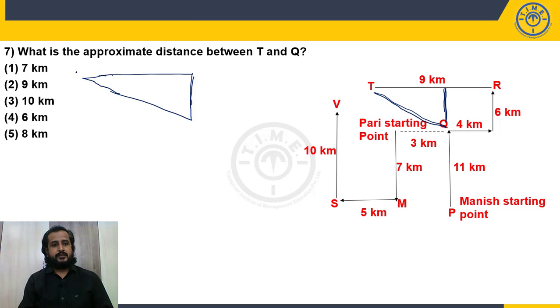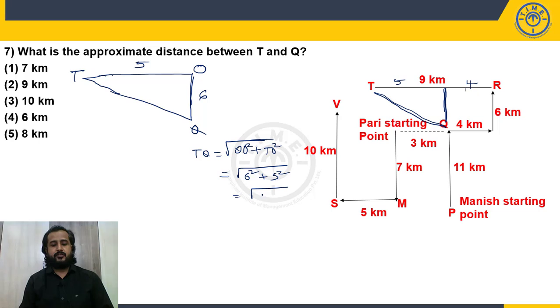Okay, so this is T. Let's say it is O and it is Q. We already know that this is 4, and this will be how much? 5. And this is how much? 6. So how to find out the TQ distance? TQ equals under root of QO square plus TO square. What is QO distance? 6. So 6 square. What is TO distance? 5. 5 square. 36 plus 25 is how much? 61, which is approximately 8. Choice 5. 8 square is 64.